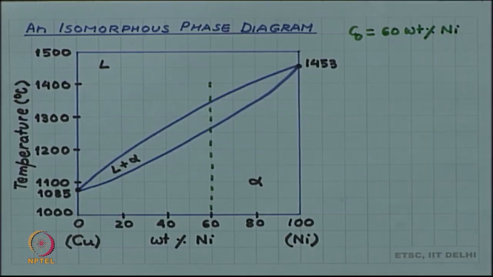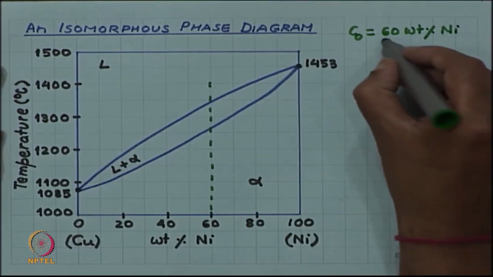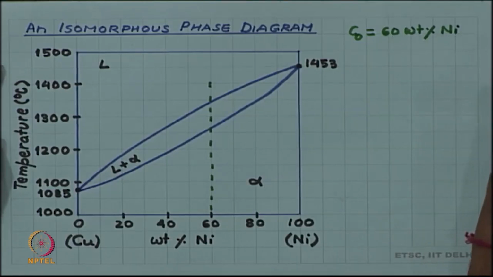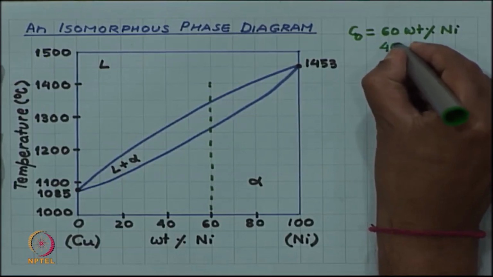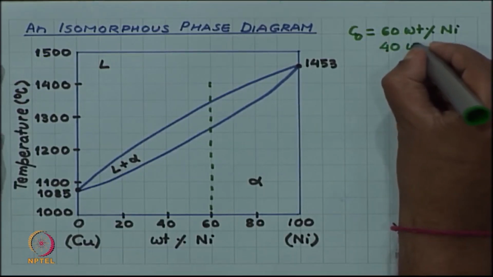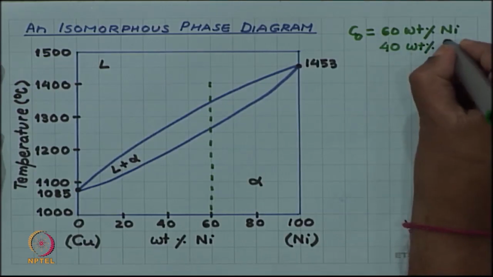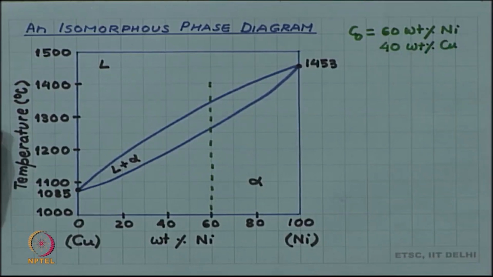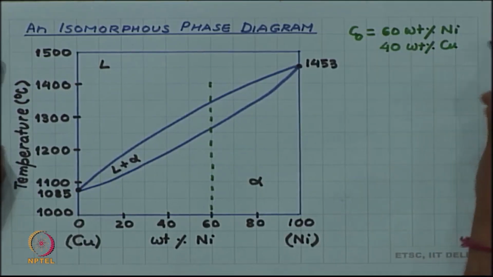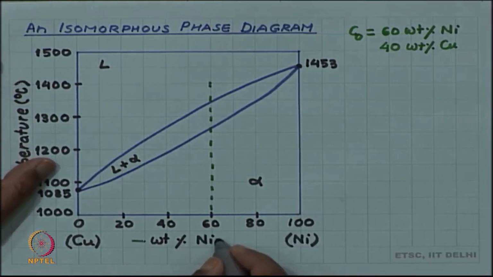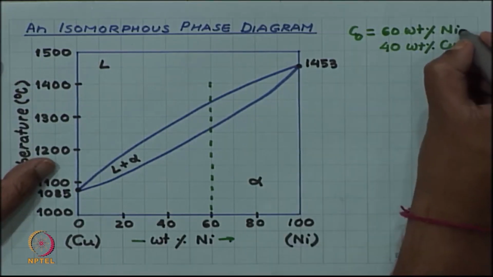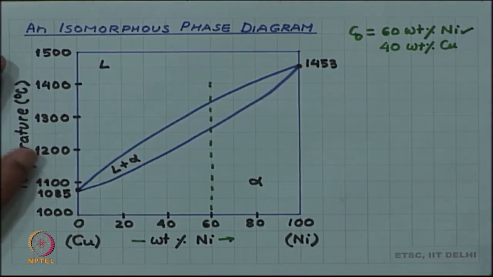Remember that we are having a binary alloy, so only one component needs to be specified. 60 weight percent nickel automatically tells us that the remaining 40 weight percent is copper, because we are talking of the copper nickel system. So, either 40 weight percent copper or 60 weight percent nickel can be used as composition. We have labeled the composition axis as weight percent nickel. So, we will use 60 weight percent nickel. So, that is the composition of the alloy.